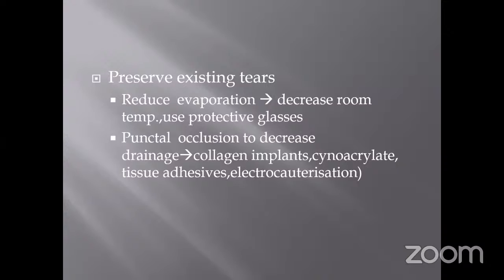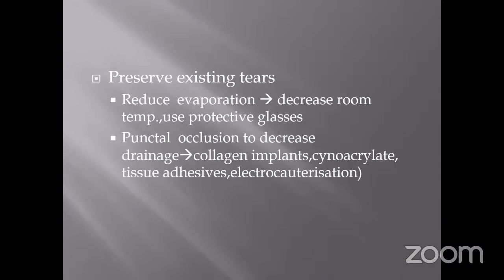Another important thing is that we have some amount of tears, so we can preserve the existing tears. We can either substitute or we can preserve the existing tears. How can we preserve them? One, we can reduce the evaporation by decreasing the room temperature and using protective glasses, especially when the patient is working in an atmosphere with increased exposure to heat, or when the patient is continuously looking at the computer, we tell them to use anti-glare glasses. Protective glasses can be used.